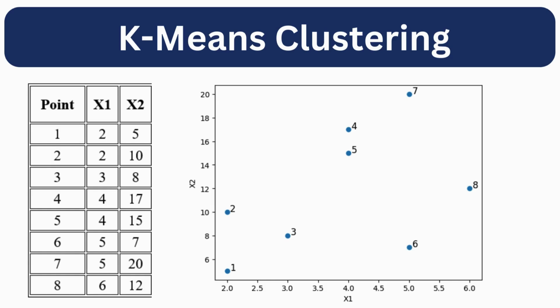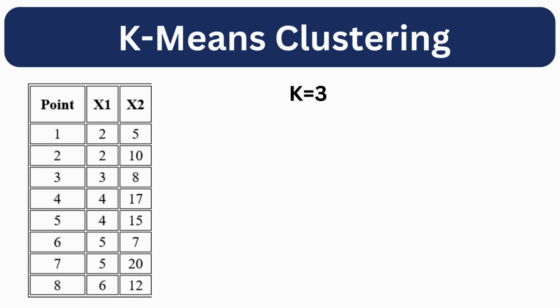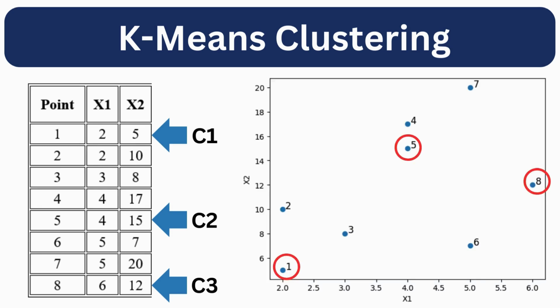Here we have 8 data points and 2 features. We need to group them into 3 clusters. So step 1 is to randomly choose 3 centroids. We can choose any random data points from the dataset. So point 1 has been chosen as centroid 1, point 5 as centroid 2, and point 8 as centroid 3.